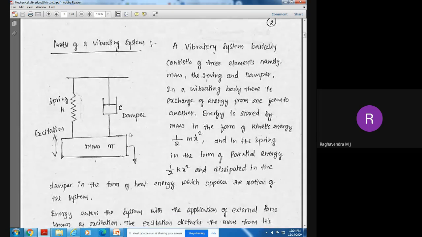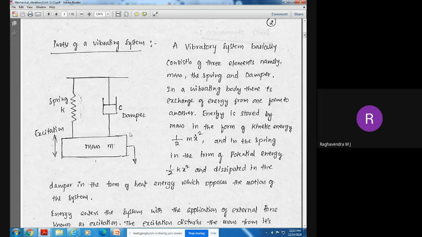Next, important elements of a vibrating system. That is, parts of a vibrating system. What are the main parts of a vibrating system? So here in the figure it is shown. Spring is there, it is represented by a spring constant K. Damper is there, that is damping constant C.